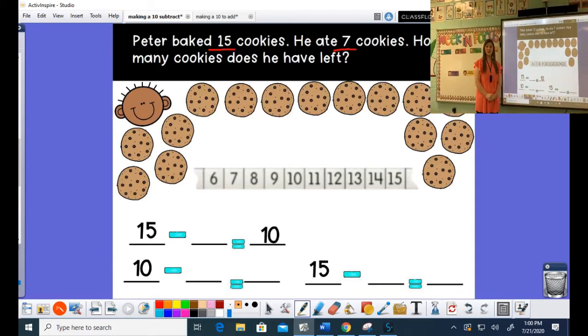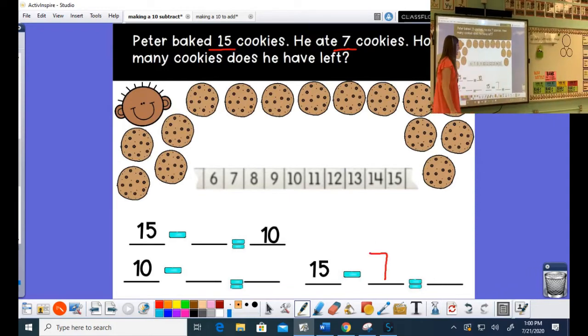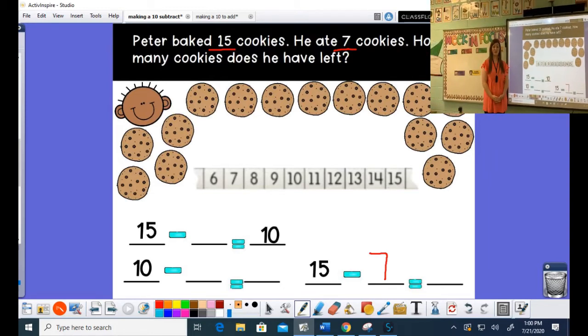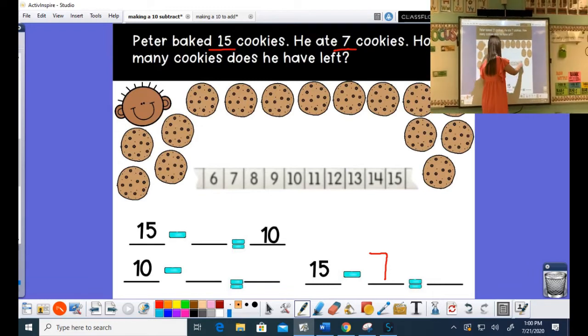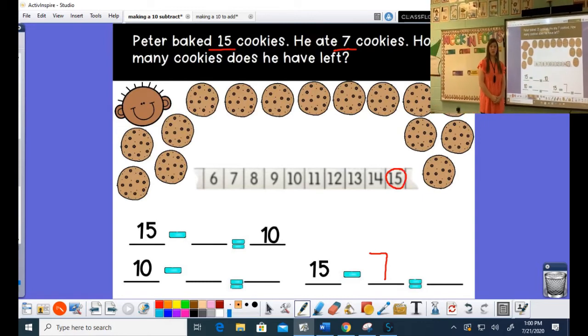So now I need to write the subtraction problem we are working with. 15 minus 7. And this reminds me what subtraction problem we are trying to solve. Now, we are going to use our number line to make a 10. I'm going to start on the number 15 because that is the first number in my subtraction problem.